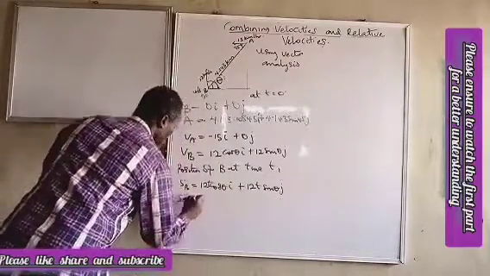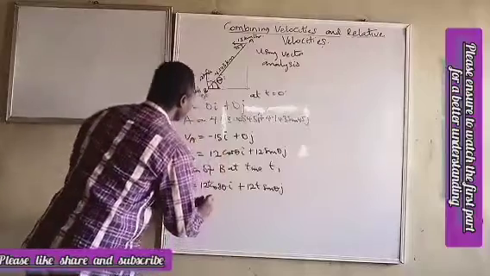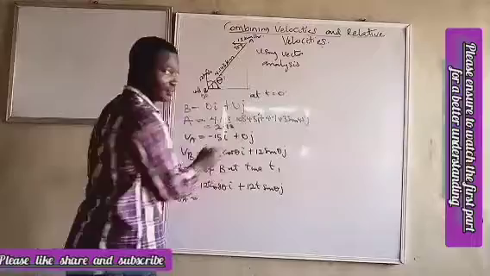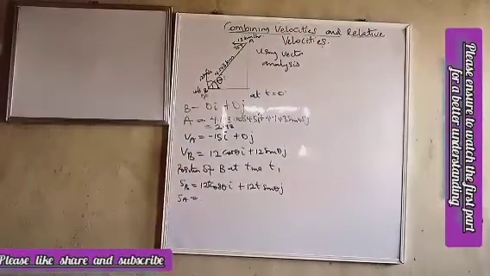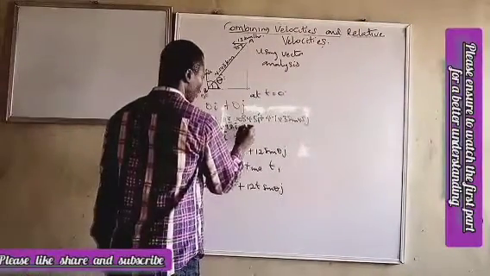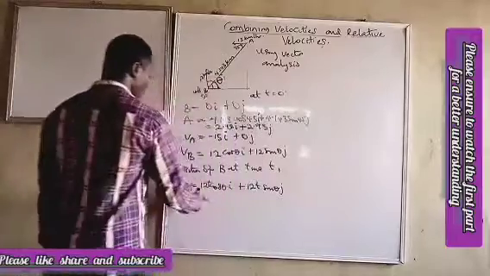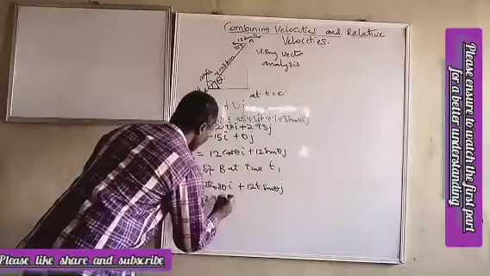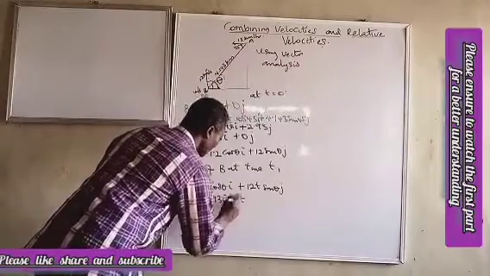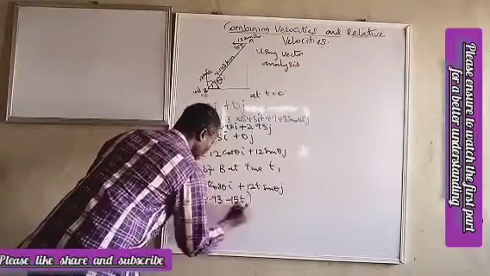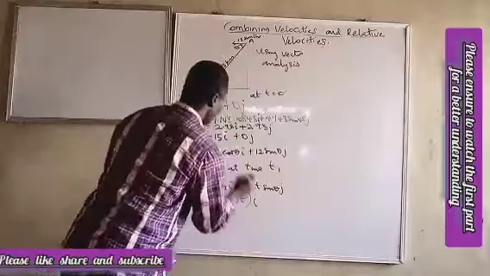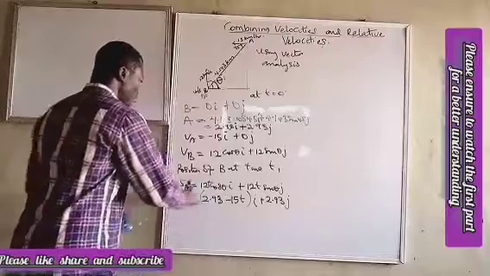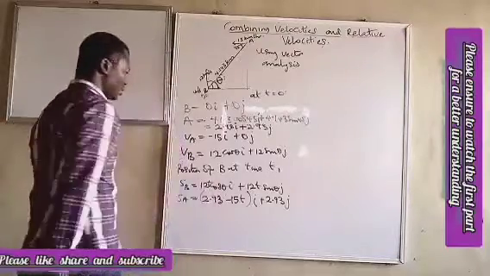SA will be equal to this one, 2.93 i plus 2.93 j. SA is going to be 2.93 minus 15t i plus 2.93 j. For B, we have got the 2 now.